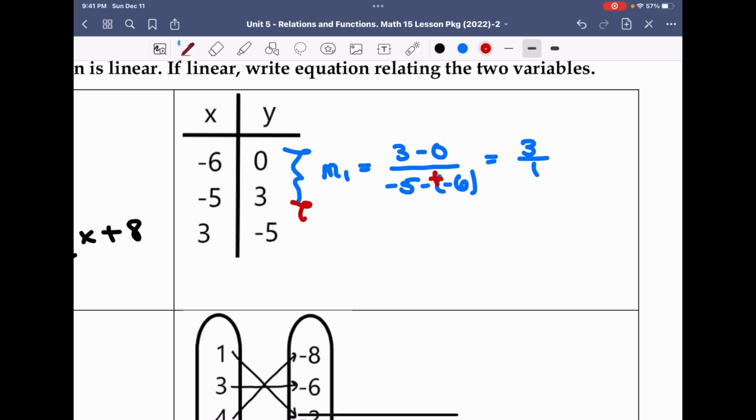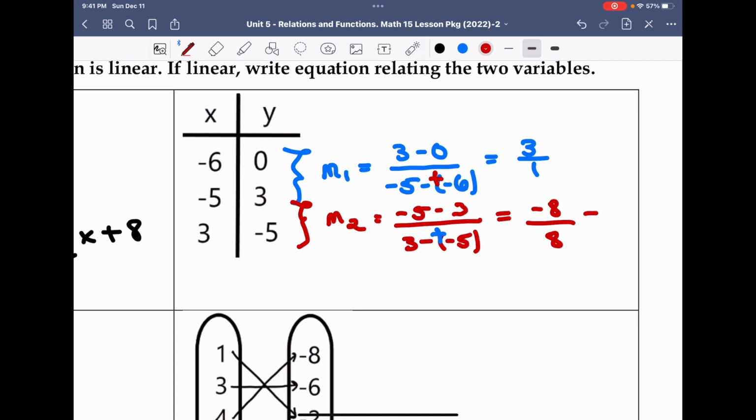Now we want to compare these two points. m2 is equal to the change in y, which is negative 5 minus 3, over 3 minus a negative 5. Just like the last example, there's a double negative in the denominator, and this becomes equal to negative 8 over positive 8, which is equal to negative 1. Now, these aren't collinear because they do not share the same slope. These two values are not the same, and as soon as you see that they are not equal, it's not collinear, and thus this is nonlinear.